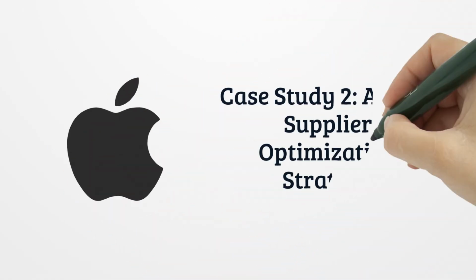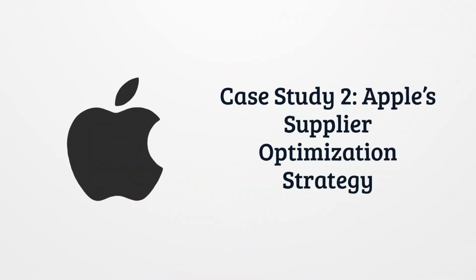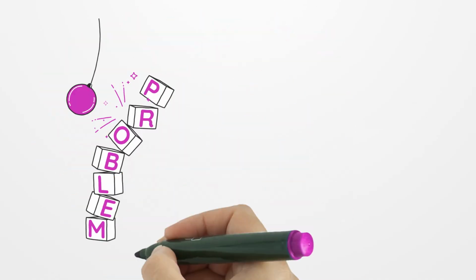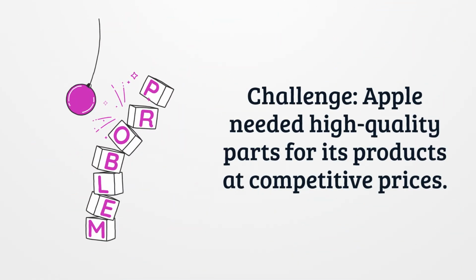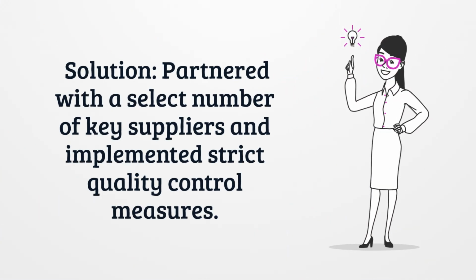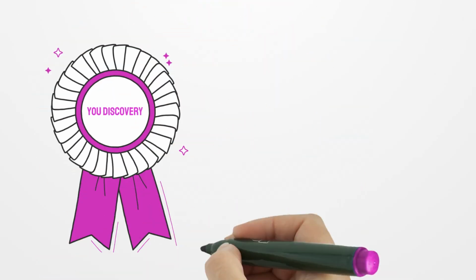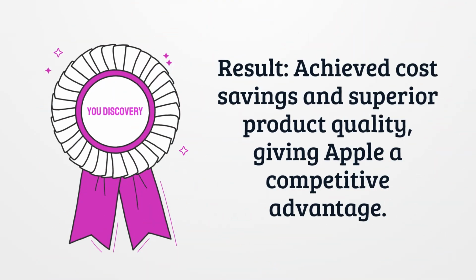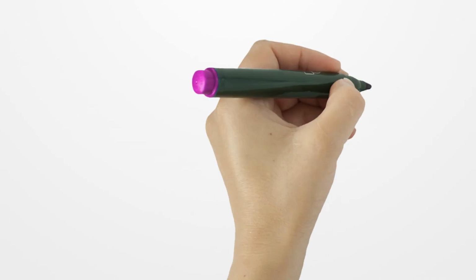Case study 2: Apple's supplier optimization strategy. Challenge: Apple needed high-quality parts for its products at competitive prices. Solution: partnered with a select number of key suppliers and implemented strict quality control measures. Result: achieved cost savings and superior product quality, giving Apple a competitive advantage.